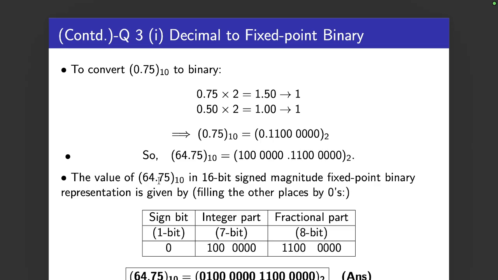The value of 64.75 in 16-bit signed magnitude fixed point binary representation is given by: this number is positive, so the sign bit is 0, and the integer part, 7 bits, is 1 0 0 followed by 4 zeros. This is the integer part, and this is the fractional part of 8 bits. Combining all this, we write 64.75 in decimal equal to this fixed point 16-bit binary representation.